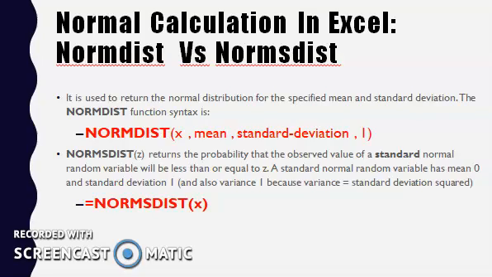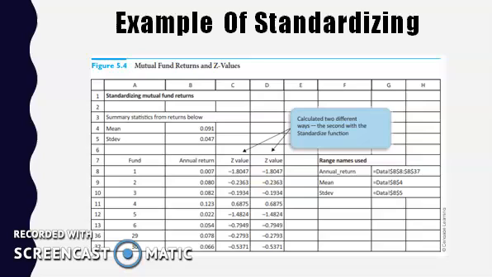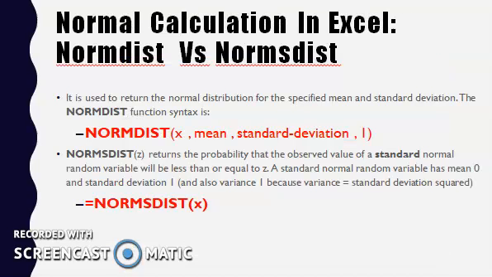NORM.S.DIST, Z values, returns the probability that the observed value of a standard normal random variable will be less than or equal to Z. A standard normal random variable has mean 0 and standard deviation 1. And also variance 1, because variance equals standard deviation squared. Okay, we will try some of the examples provided in the book using the NORM.DIST.